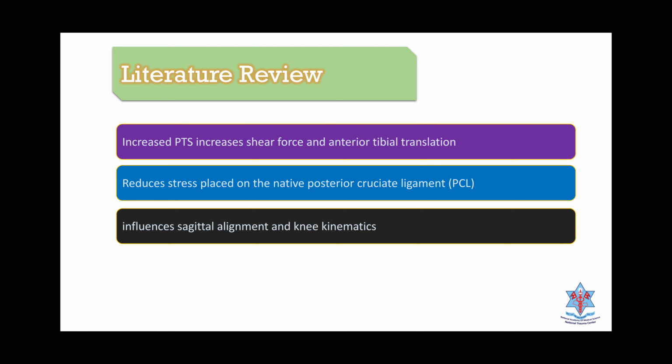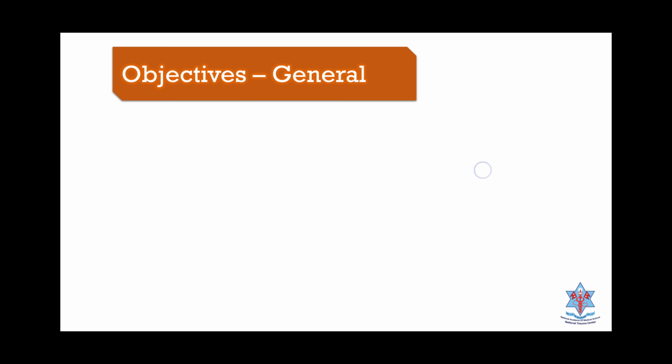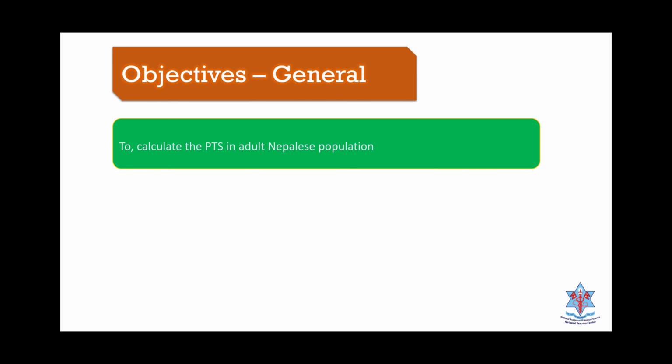Thus, posterior tibial slope influences sagittal alignment and the kinematics at the knee joint, and knowledge of this slope helps in surgeries around the knee joint, particularly total knee arthroplasties, arthroscopic ligament reconstructions and high tibial osteotomies. The objective of my study was to calculate the posterior tibial slope in the adult Nepalese population.